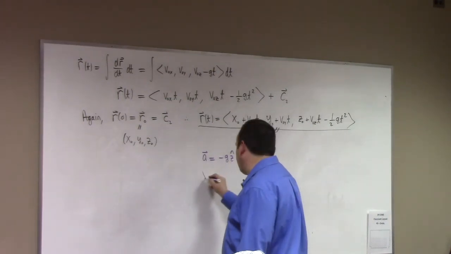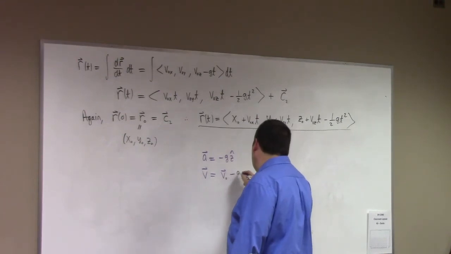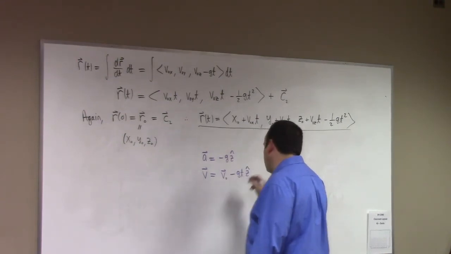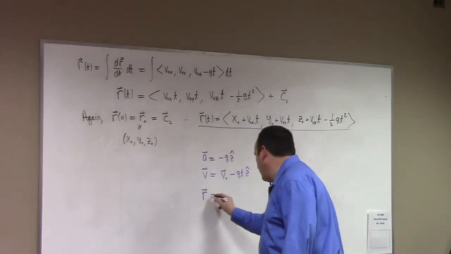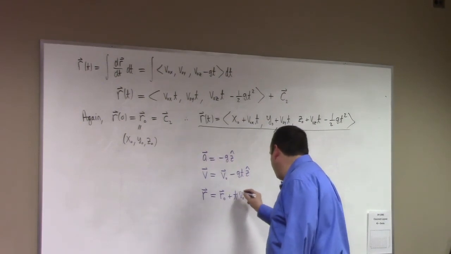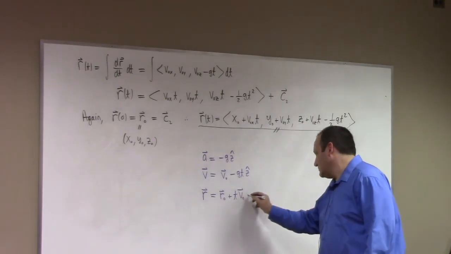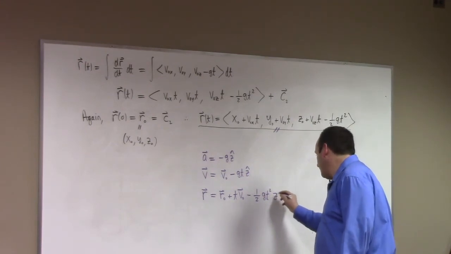What's the velocity? Velocity at time t? Well, it's the initial velocity minus gt z hat. What's the position? Well, the position is the initial position plus t times v naught, right, minus 1/2 gt squared z hat.